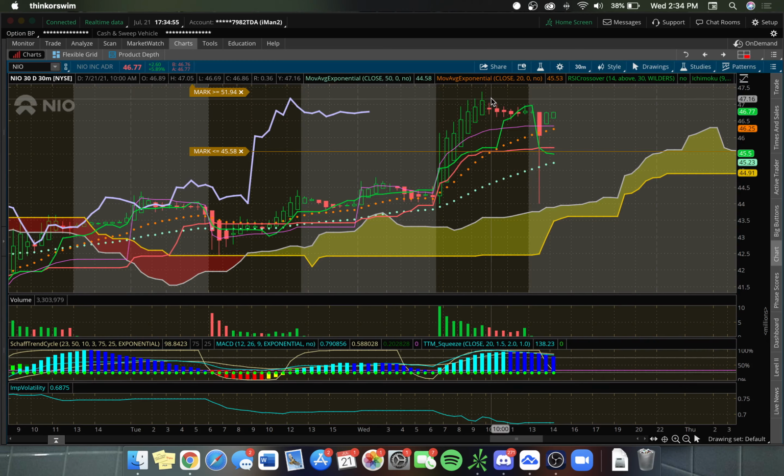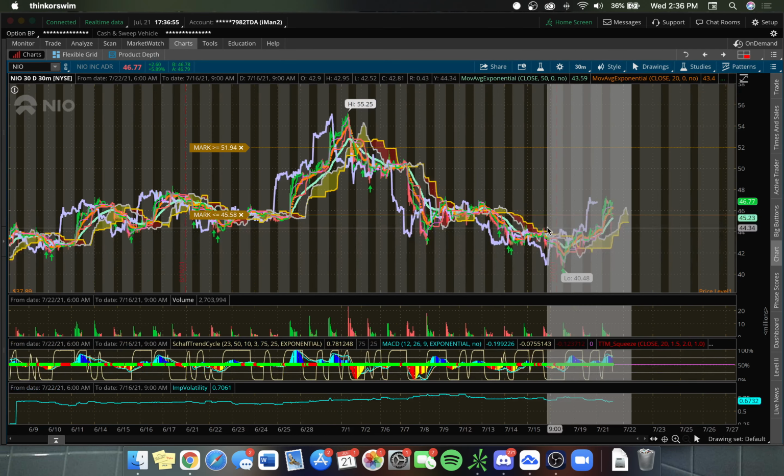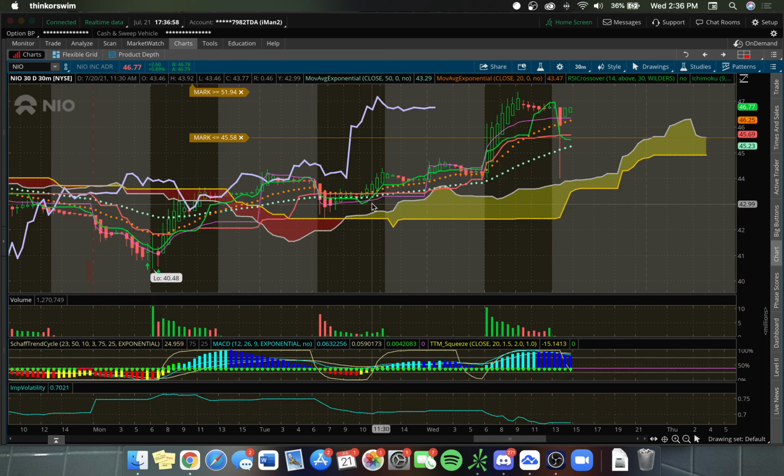But as you can see, cloud support right here, we bounced off of cloud support and bounced up. Pretty much all I use the cloud for is it shows me great support, great resistance, and then the future resistance and support as well when it's breaking out of the cloud. It's just really there to help me out with my trading, and that's all I really use to show me my support and resistances. And then I have breakout flags I'll make, so it all goes hand in hand.